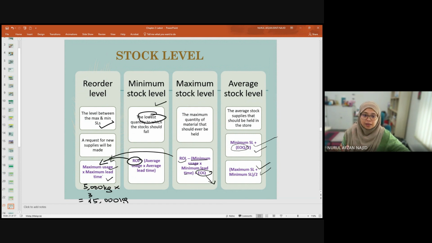Okay, you kena pastikan benda tu ya, application of the formula tu betul sebab dua jawapan tu dia akan berbeza. Bila ada EOQ, gunakan metode yang pertama. Bila tak ada EOQ, gunakan metode yang kedua.